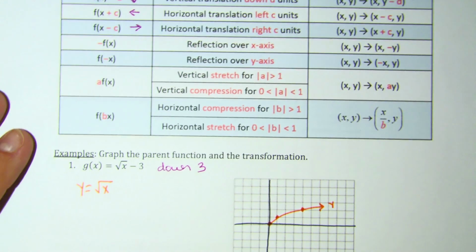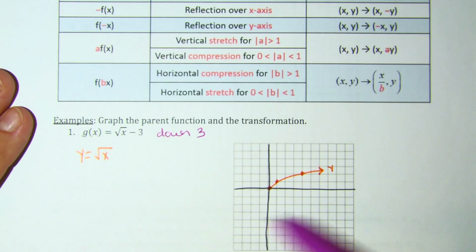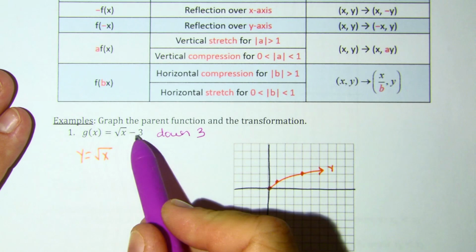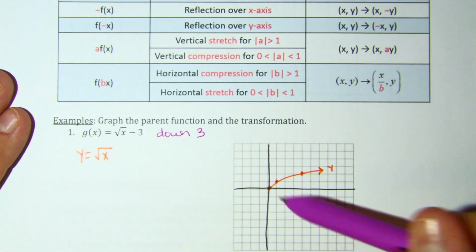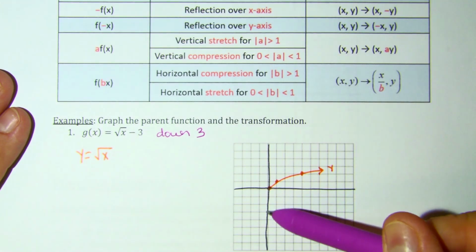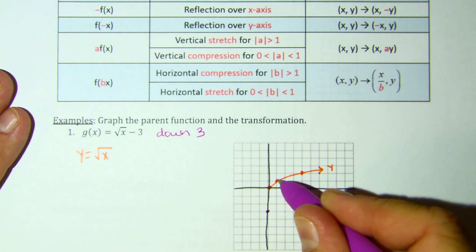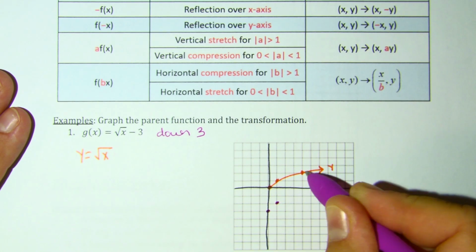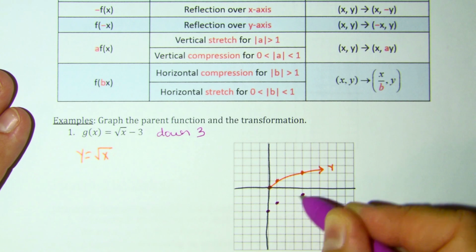And when you're graphing more than one graph on a single piece of graph paper here, you want to label them. So I labeled this one y. And then g of x is that shifted down 3. So I don't need to come up with new points. I'm just moving all of those points down 3. So down 1, 2, 3, and down 1, 2, 3. And there's my graph.